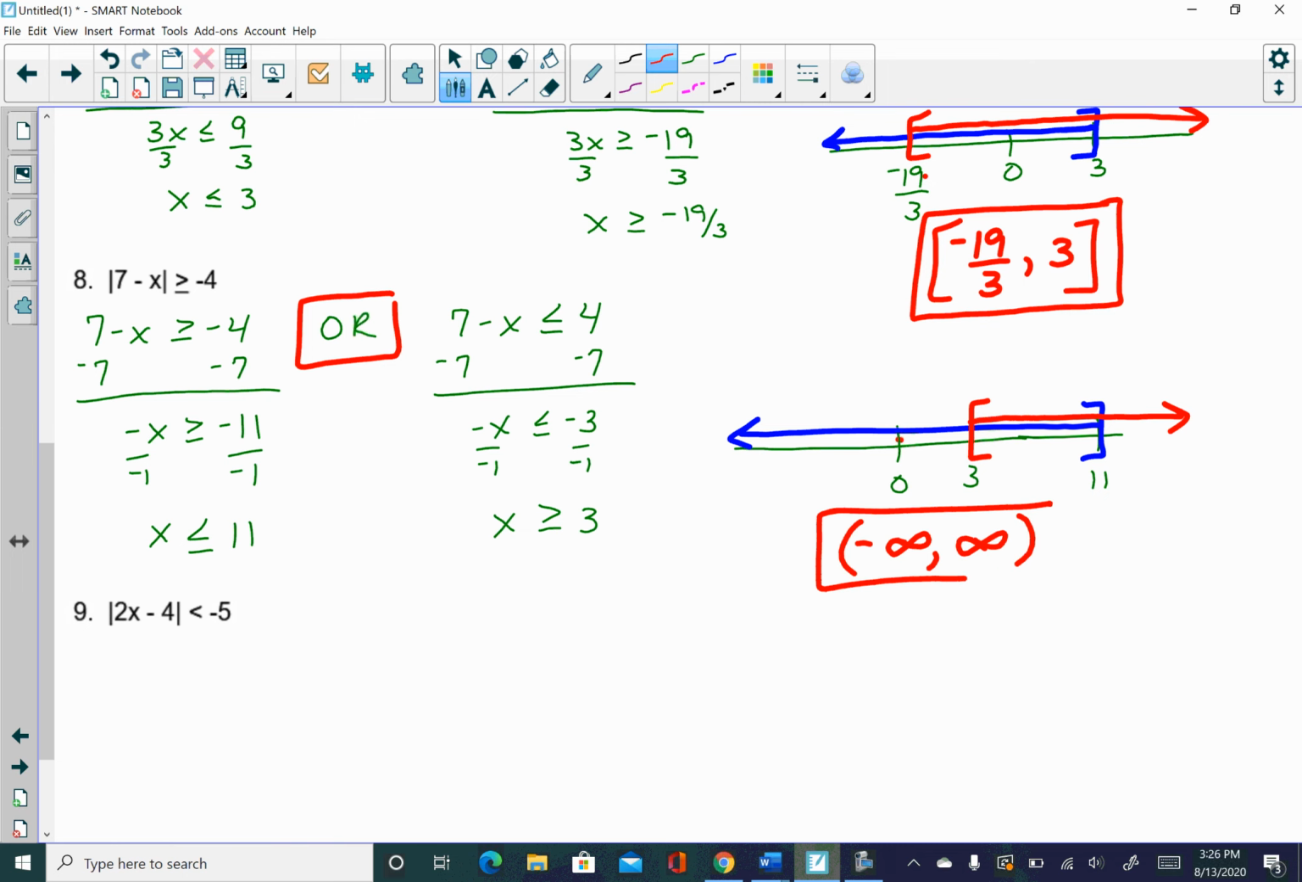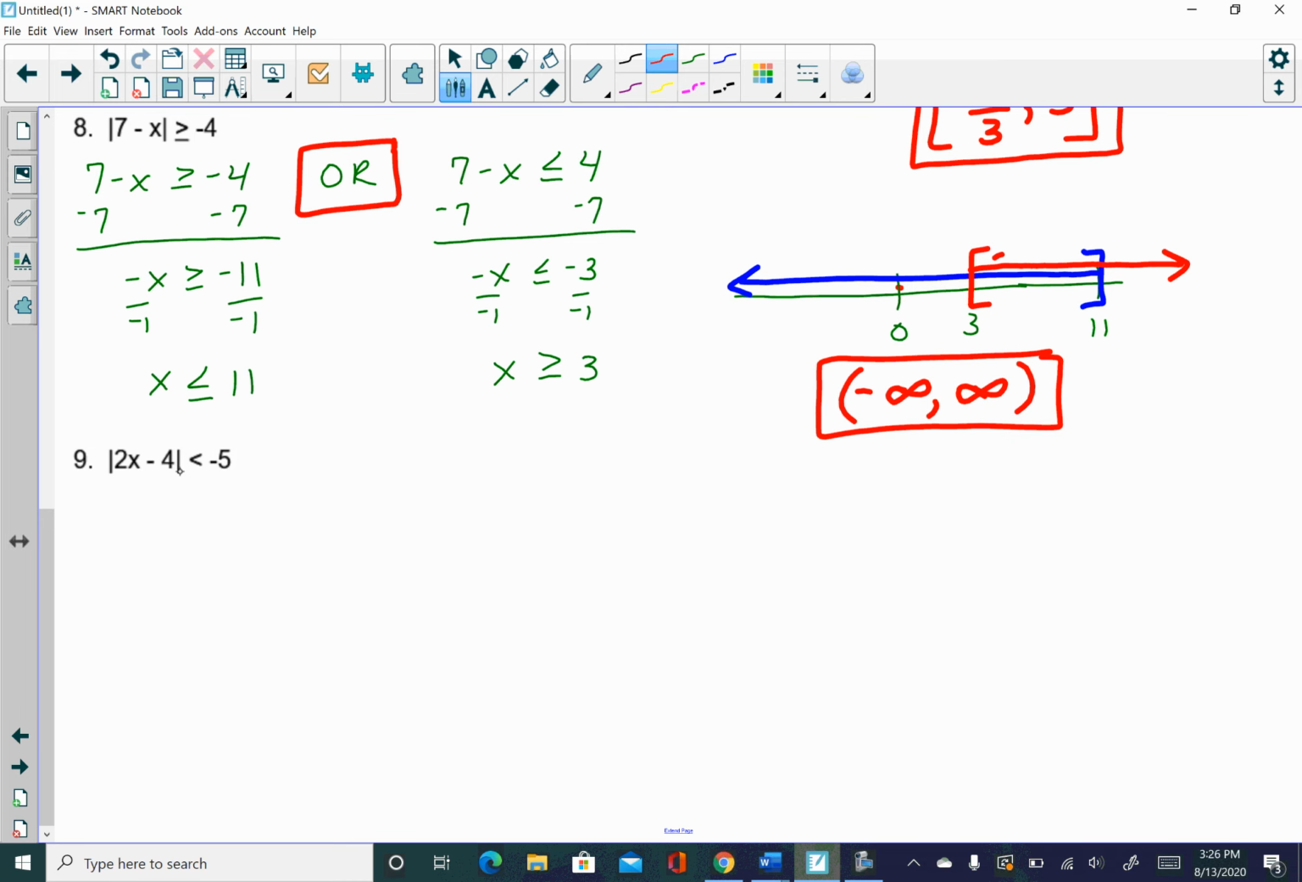Final answer. Okay, so just because the graph looks like an AND statement, you have to pay attention from the very beginning. This was greater than or, and OR always tells me to look at my graph and state everything that's being graphed, and everything that's being graphed is the entire number line.